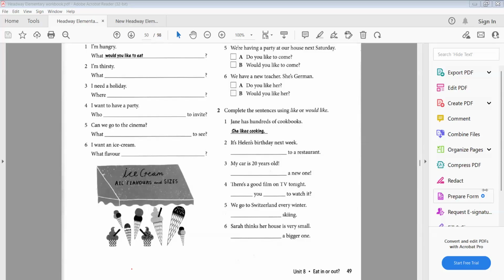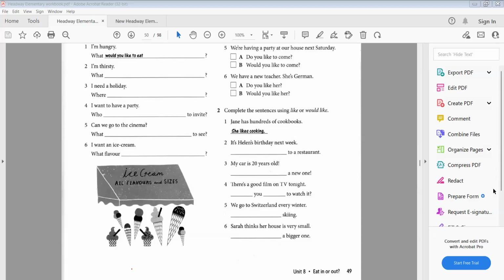Okay, so did we get it? I'm not asking you about something you usually like. I'm asking about something specific. So it's your preference at that moment. What do you prefer at that moment, on that date? So here we need to say, it's Helen's birthday next week. We can ask ourselves the question, what does Helen want to do on her birthday? She'd like to go to a restaurant. Okay, is it clear?